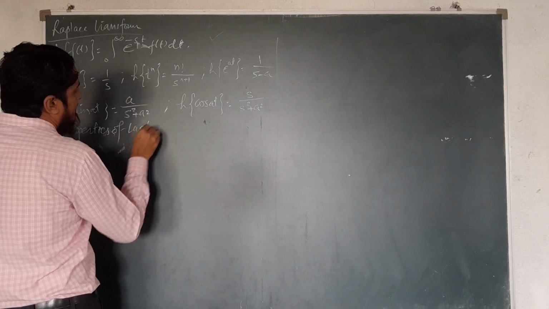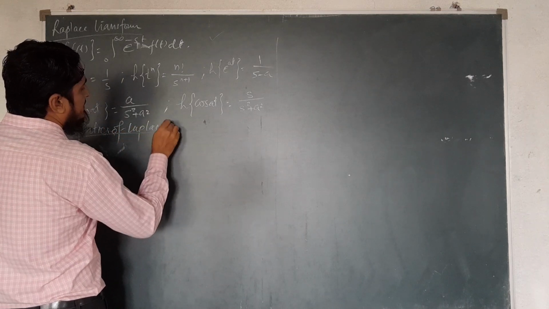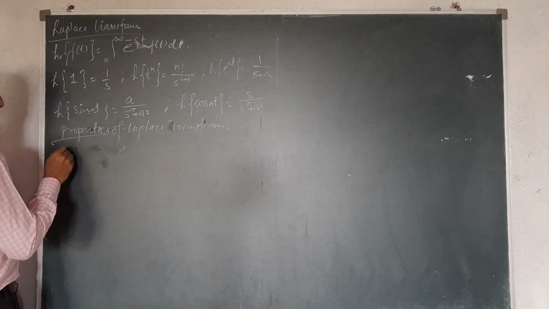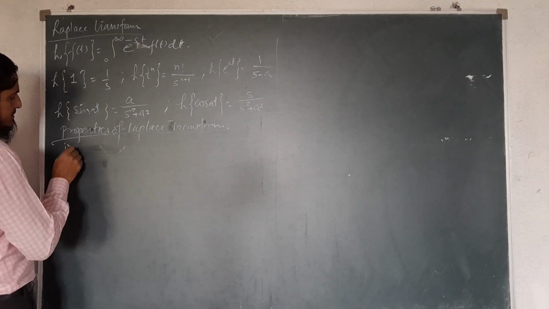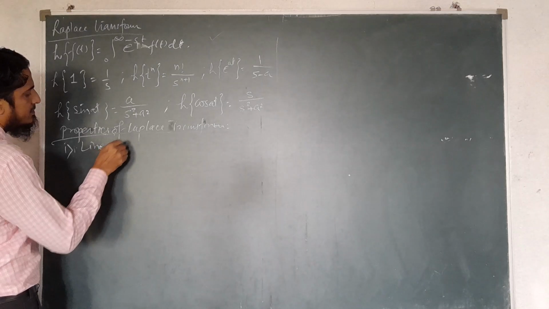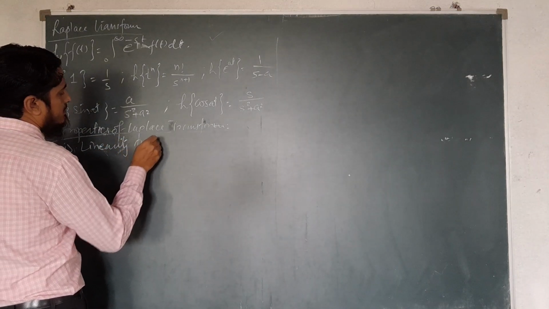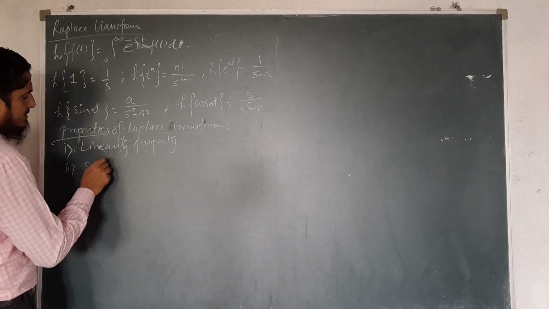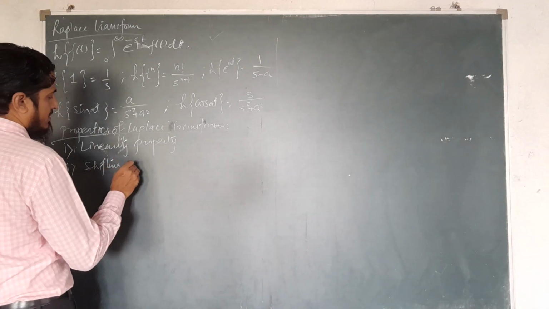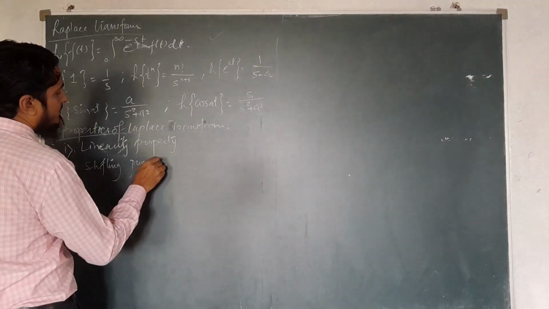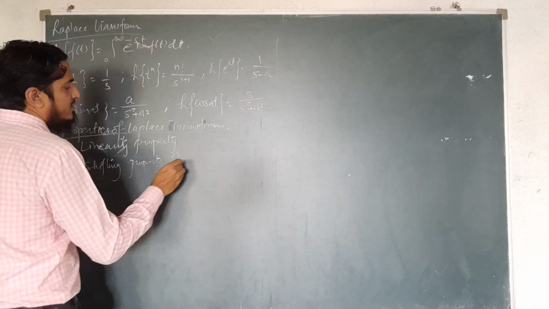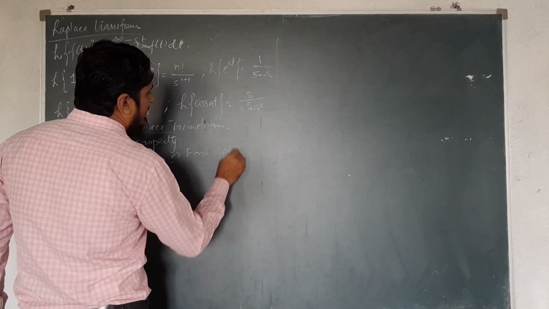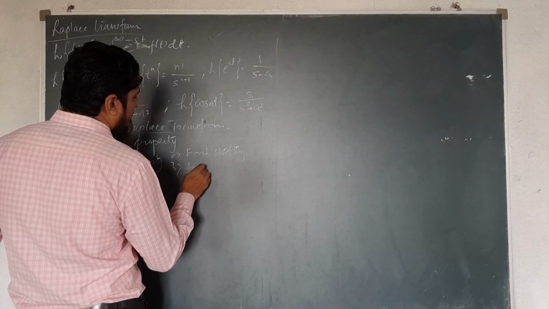in which we have seen the first property, that is the linearity property. The second one is the shifting property, in which we have two properties. First one is the first shifting property, and the second one is the second shifting property.